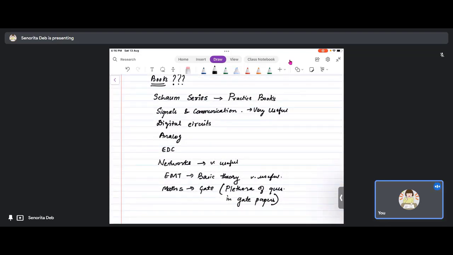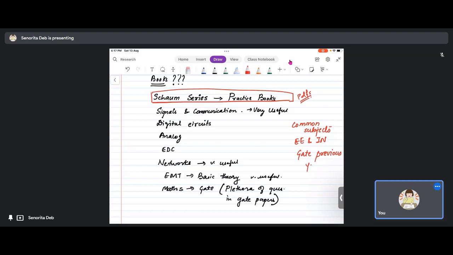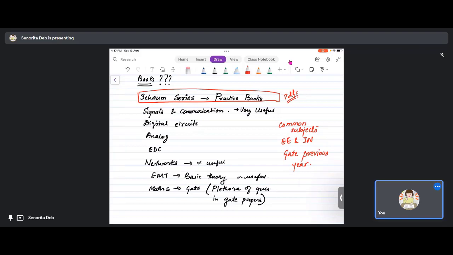Now in addition to this, from where can you get practice questions? In addition to the SHORM series, from where? This is a series of books. In addition to this, these PDFs are also, I think, available. You need to search. PDFs are also there. In addition to this, what you can do is, for the common subjects with electrical and instrumentation, whatever common subjects you have, those questions also you can pick up from GATE previous year papers. So from GATE previous year, common subjects also you can pick. I think this will give you a plethora of questions.